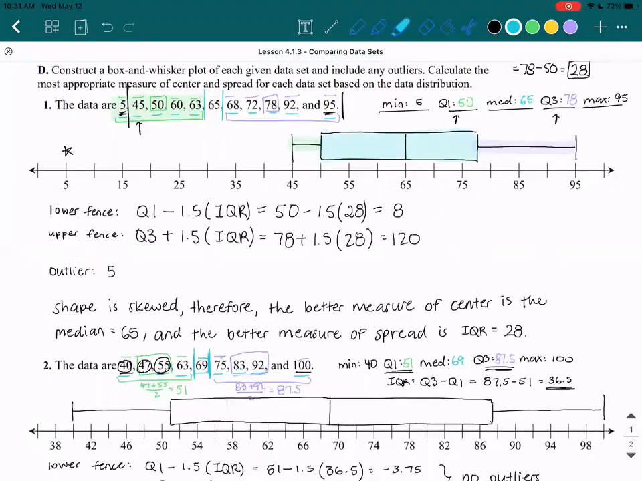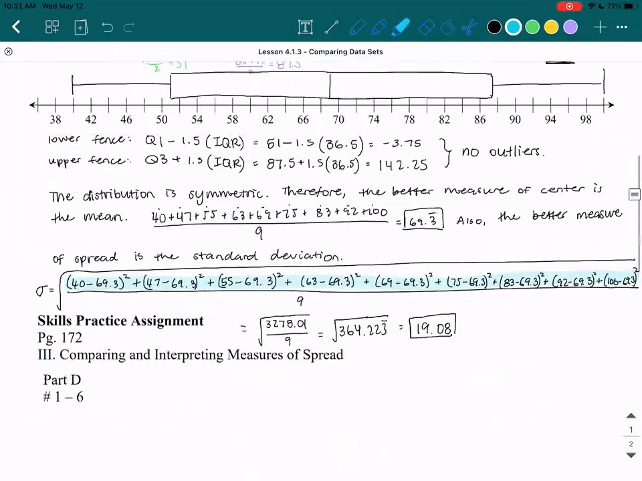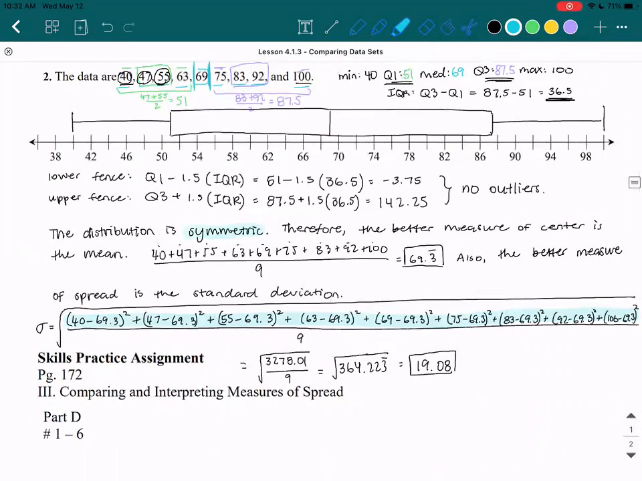So to figure out which one's the better measure of spread, if it is skewed, then the better measure of center is the median, and the better measure of spread is the IQR. If your data is symmetric, then the better measure of center is the mean, and the better measure of spread is the standard deviation. However, both are ways to measure the center and spread. It just depends on if the shape is skewed or symmetric.